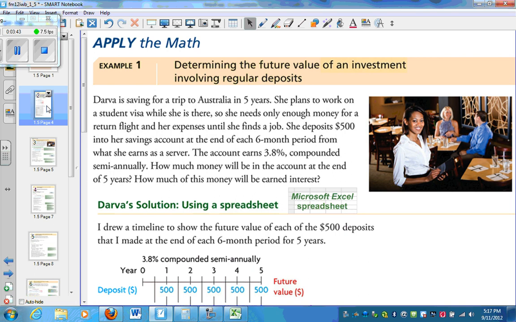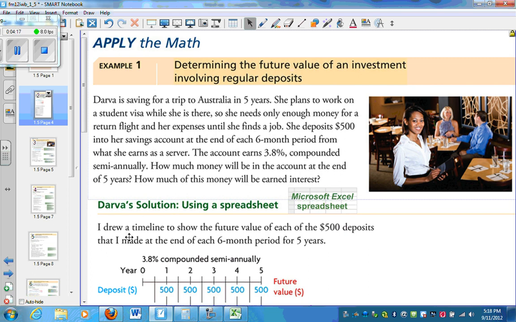Okay, Darva is saving up for a trip to Australia in 5 years. She plans to work on a student visa while she's there, and she needs only enough money for a return flight and her expenses until she finds a job. She deposits $500 into a savings account at the end of each 6-month period from what she wants to earn as a server. The account earns 3.8% compounded semi-annually. How much money will be in the account at the end of 5 years? How much money will be interest? Lots of numbers given there.